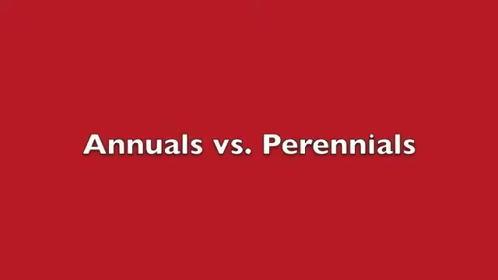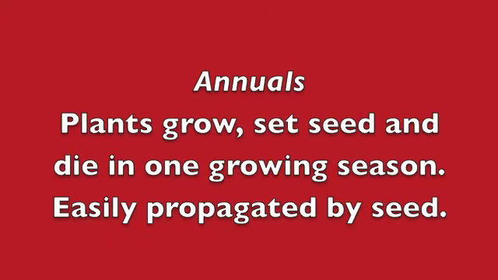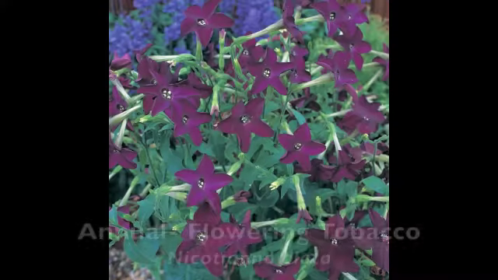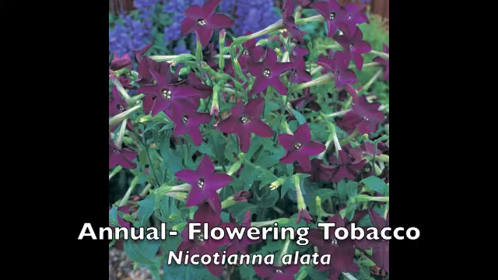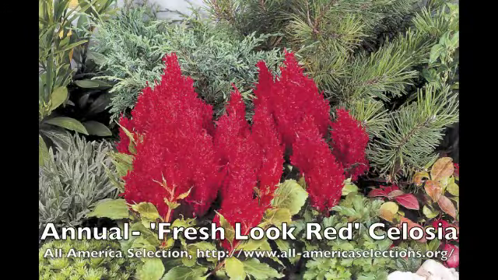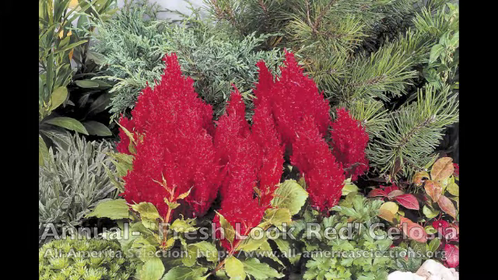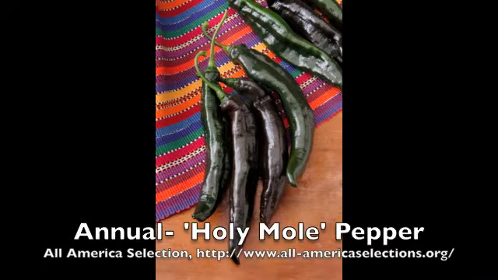The terms annual and perennial are also important considerations when purchasing plants from a catalog and can be applied to both ornamental plants and vegetables. Annuals are plants that grow, set seed, and die in one growing season. They do not grow back the following year from the same crown and root system, but are usually easily propagated by seed. Examples of common annual plants include marigolds, petunias, tomatoes, and peppers.